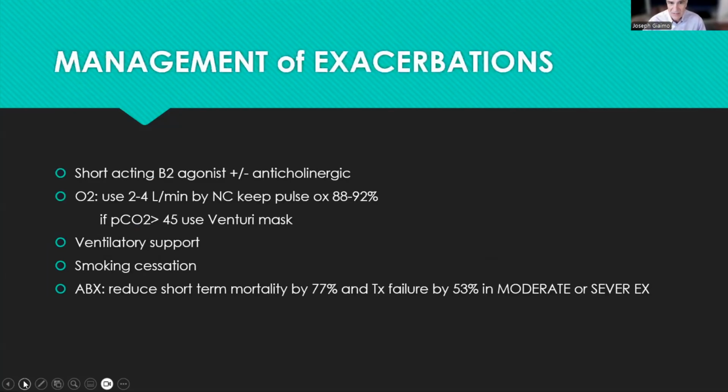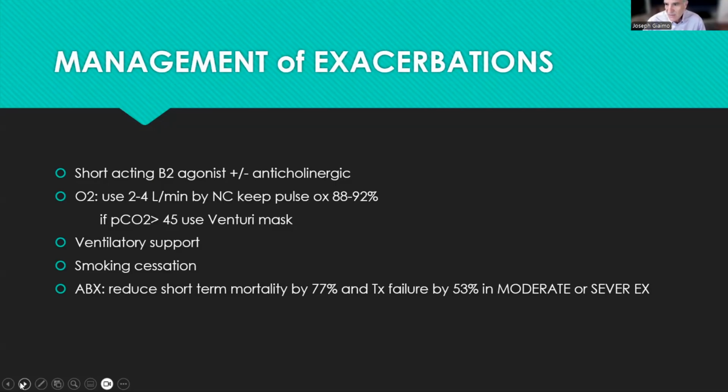Next slide, please. So when you're managing those exacerbations, the first thing across the board is you're going to talk about short-acting bronchodilators, either beta-2 agonists, which work on the peripheral receptors, or anticholinergics, which work on the central receptors. Each of them has great benefit. They can be given in combination too, where you have them both together. They can be given as a metered dose inhaler, or as a nebulizer treatment. And then supplemental oxygen.